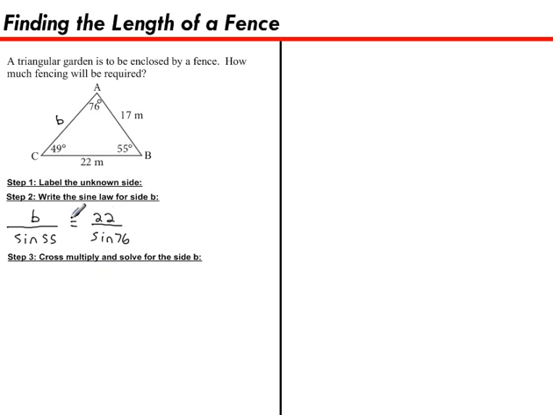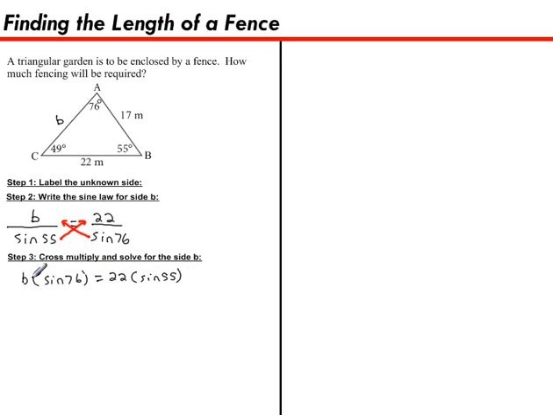Now that I've got my two ratios set up in step 2, I need to solve for this variable b. So I need to get it by itself on the left-hand side of the equal sign. So to rearrange two fractions as we have here, I'm going to do some cross multiplication. So let's write that out. I'm going to have the sine of 76 times b, or I'll say b times sine of 76, and it's equal to the other red arrow, 22 times the sine of 55.